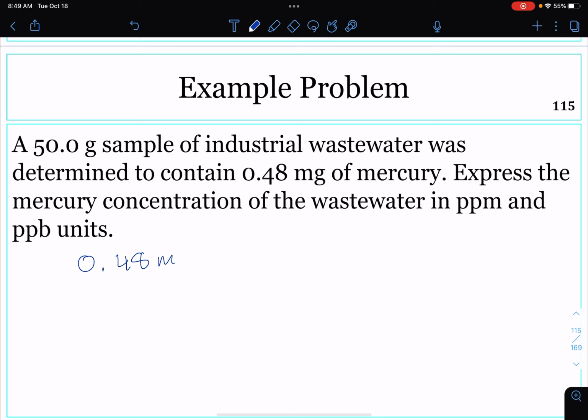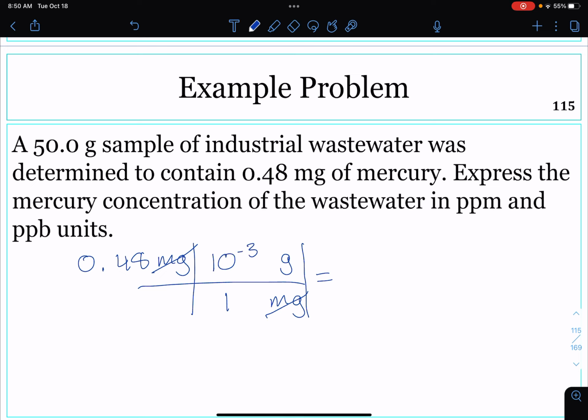0.48 milligrams. We're going to want to put milligrams on bottom and grams on top so that our milligrams cancel. Now we need to find the numbers that go in here. We know that there is 1,000 milligrams in 1 gram, or you can write it as in 1 milligram we have 10 to the negative 3 grams. And this gives us 0.00048 grams.